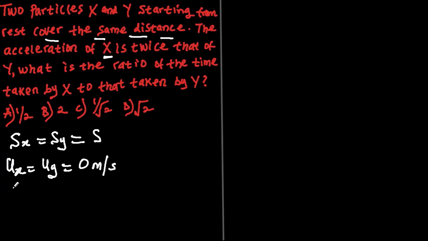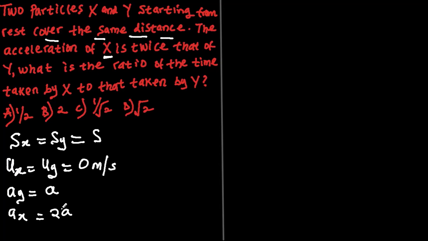So what I would say is that if acceleration of y is equal to a, that means now acceleration of x is equal to 2a. Why? Because acceleration of x is twice that of y. So whenever you have the former and the latter, what you do is pick a value for the second one, and then you know the value for the first one, because the first one depends on the second. I hope that makes sense to you.